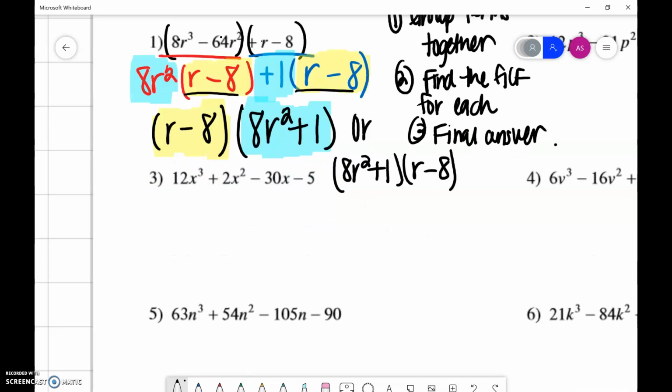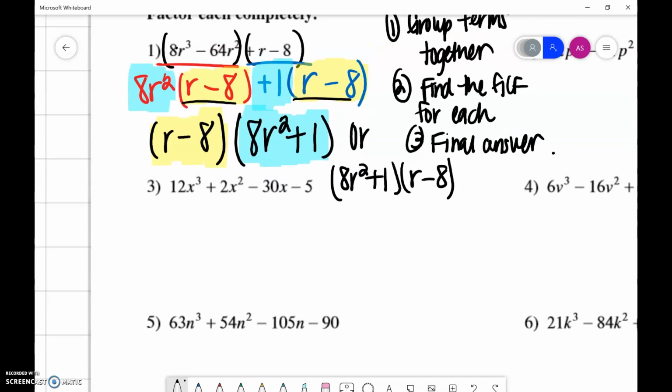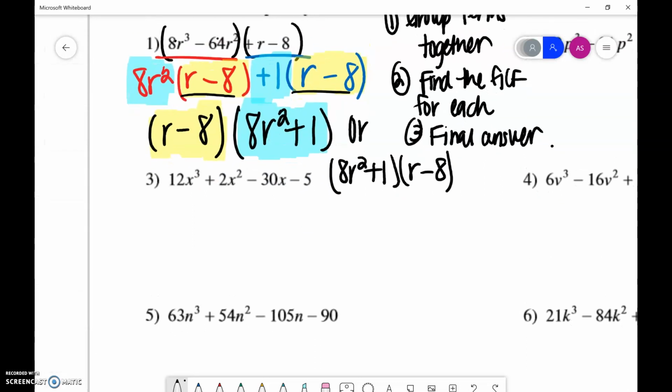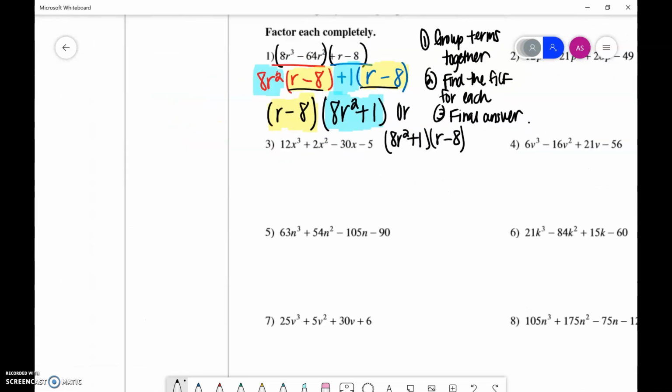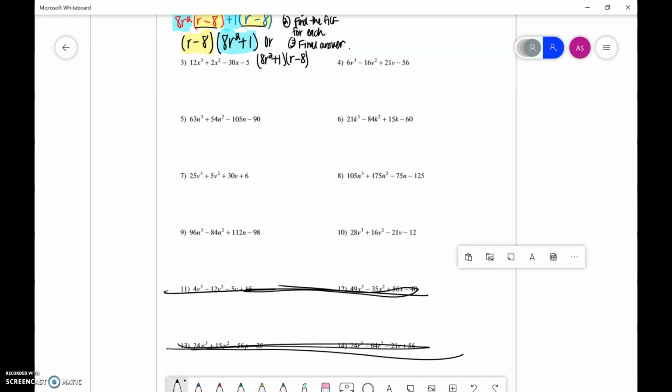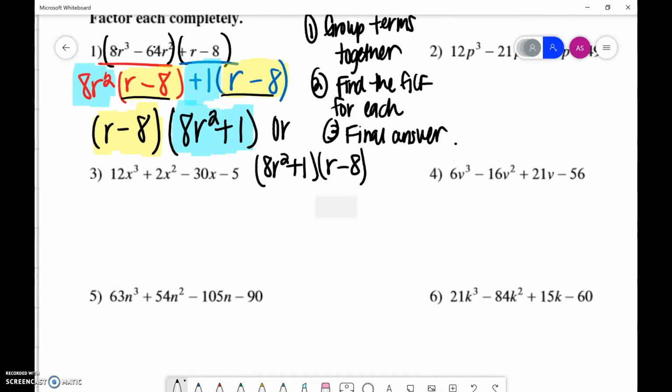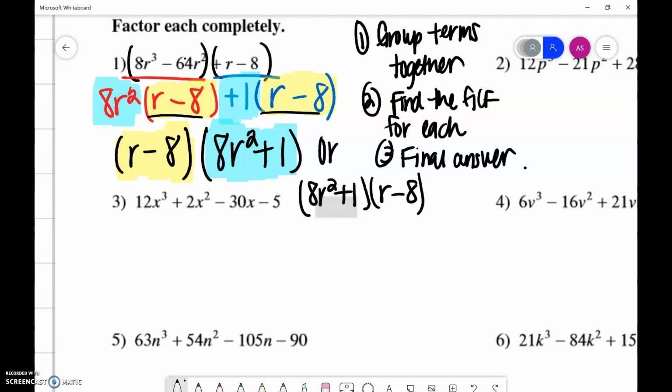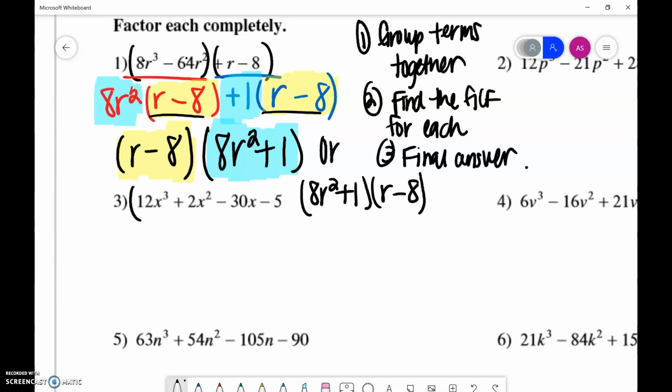All right, so let's go ahead and look at number 3. And I meant to say, as always, I'm going to do the odds and you're going to do the evens. I am going to make this assignment a little bit shorter because it's a 14 problem. So you can cancel out, we're just going to do 1 through 10. So you can cancel 11 and on. Okay. All right, so we said our first step, we want to group our terms together like so.